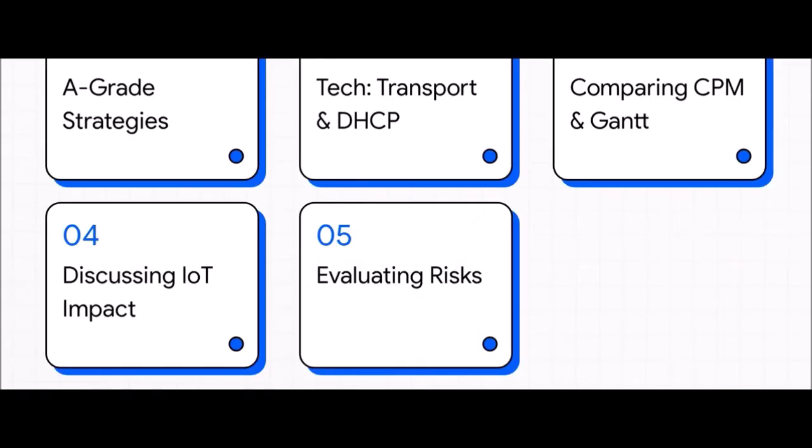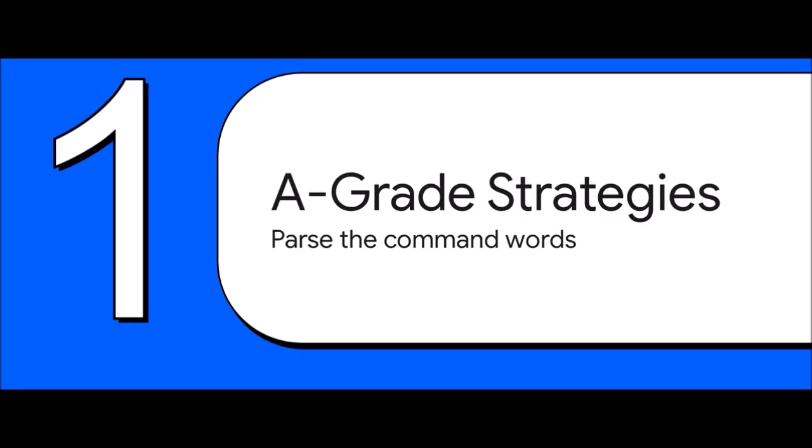So here's our roadmap for today. First up, A-grade exam strategies. Then, defining tech, specifically transport and DHCP. Third, we're comparing CPM and Gantt charts. Fourth, discussing the IoT impact. And finally, evaluating risks and systems. Let's do this. Okay, let's dive right into Section 1, A-grade exam strategies.